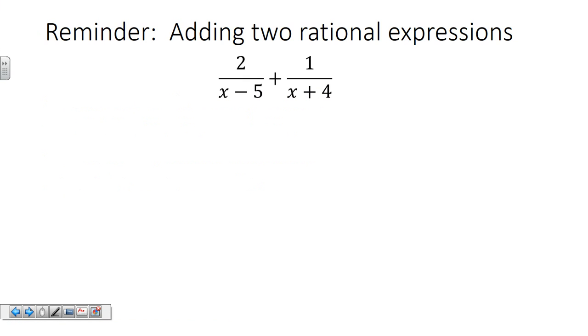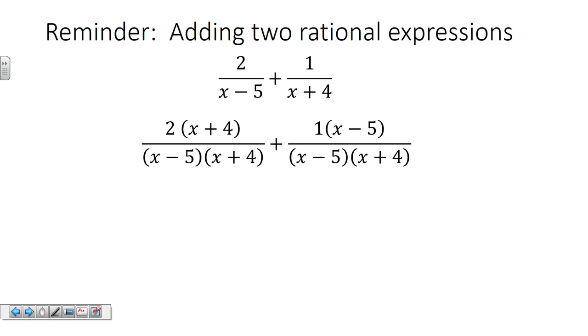So let's get started. If I asked you to add these two pretty small, simple rational expressions, you know that we would need a common denominator. Our common denominator is to take our two denominators and multiply them together. One way I like to explain this is our common denominator is x minus 5 times x plus 4, and each of those fractions is missing one piece or the other, so I have to give them the piece that they're missing by multiplying on the top and on the bottom.